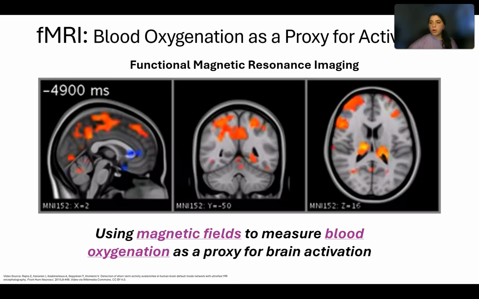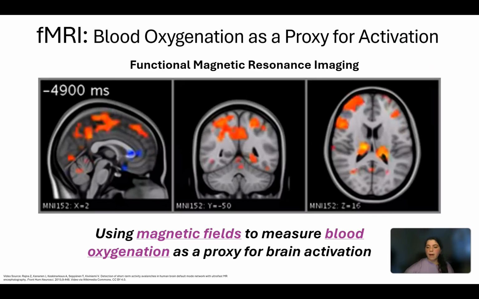And so, before we start talking about the different modes that the brain is in throughout the day, I would like to introduce a neuroimaging technique called fMRI, or functional magnetic resonance imaging. And essentially, this neuroimaging technique uses magnetic fields throughout the brain to measure blood oxygenation as a proxy for brain activation.